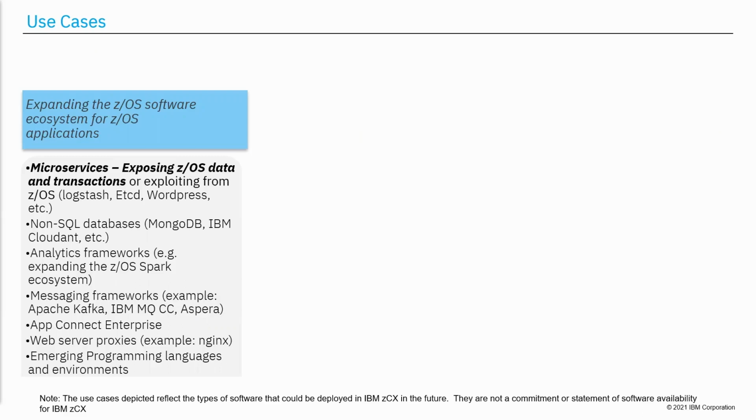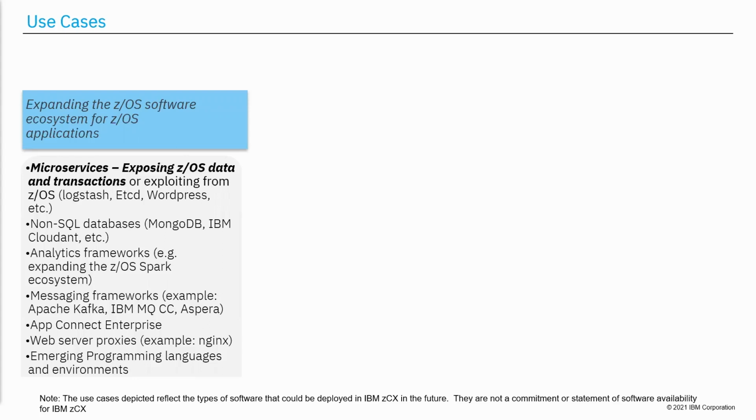So the first one we talked about in the opening slides was expanding the zOS software ecosystem for zOS applications. There's a whole new set of applications that can run. And the idea here is that we can now exploit microservices, and so we can expose zOS data and transactions, or exploit directly from zOS and invoke a microservice from zOS. So we have a couple different options.